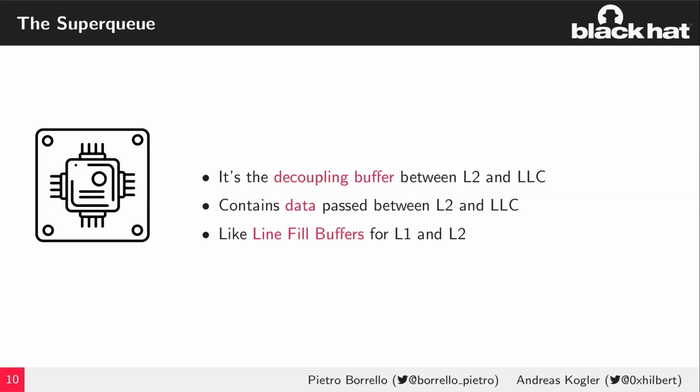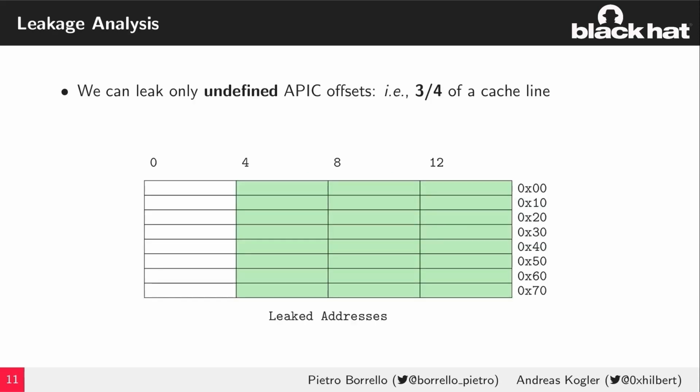OK, so we're now talking about an interconnection between the L2 and the LLC, and we can leak data that's passing over this interconnection. But can we actually leak all the data that's passing over these interconnections? No. First of all, we are talking about undefined offsets of the APIC MMIO. So every time we read the initial values of the APIC MMIO registers, we don't see anything. So we only leak 3/4 of a cache line. Oh, I can see that, because 1/4 of each of the 16-byte regions is actually a valid APIC register. So you will never leak from that, because you're just giving back the defined APIC value for the register.